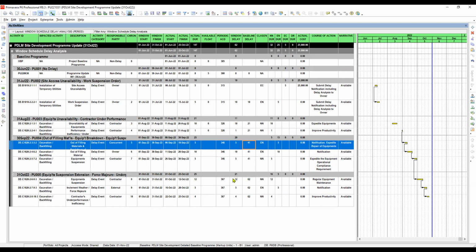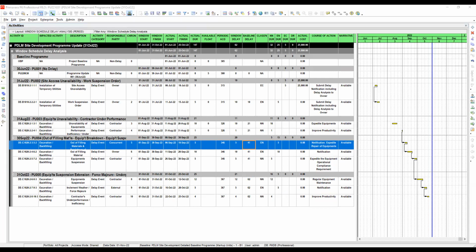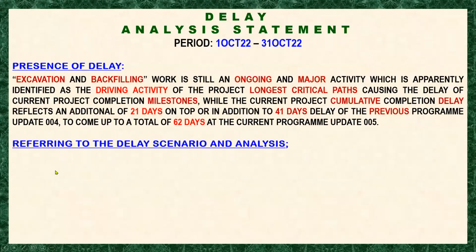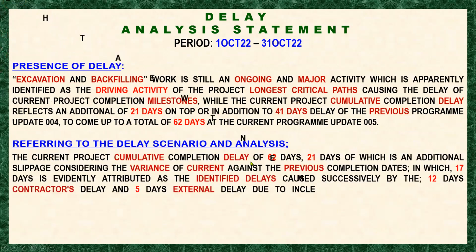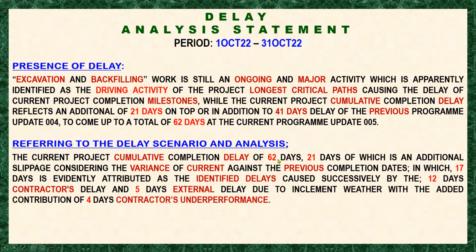Okay, so 41 plus 21, how many? Oh, that is 62 days, okay? So that is 62 days. Now we are referring to the delay scenario and the analysis. The current project cumulative completion delay of 62 days, 21 days of which is an additional slippage considering the variance of current against the previous completion dates. As I said, I have already pointed out in our window schedule delay analysis layout.